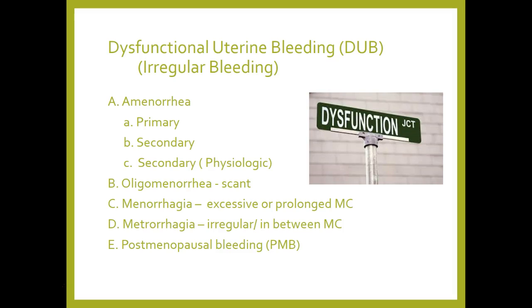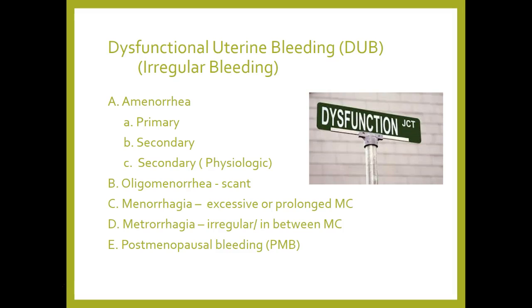Secondary physiologic dysfunctional uterine bleeding is normal, okay? I'm sorry, guys. There are all kinds of sounds going off in here. All right, so secondary physiologic dysfunctional uterine bleeding is normal, and this is caused by things such as pregnancy, breastfeeding, or menopause. All of those things are normal reasons that a female would not have a cycle. All right, moving on.